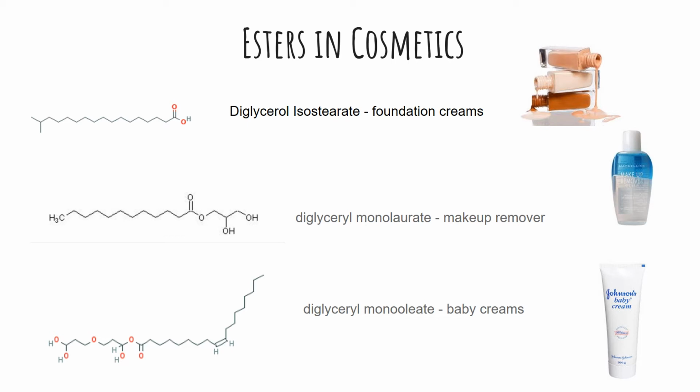Another example is isopropyl palmitate, which is used in shampoos and gives the shampoo a low viscosity, and it is also good on your skin. The best emulsifiers are diglycerol diisostearate, which is used in foundation creams, diglycerol monolaurate, which is used in makeup removers, and diglycerol monooleate, which is used in baby creams. Esters are also found in fragrances. They give perfumes and colognes their distinct aromas, such as banana, apple, or wintergreen.